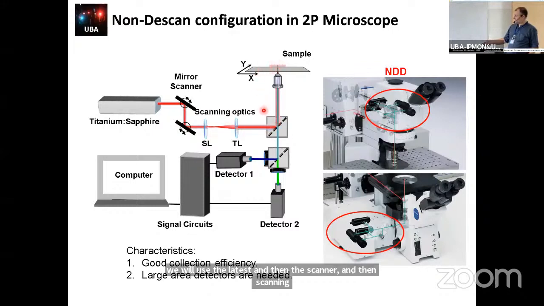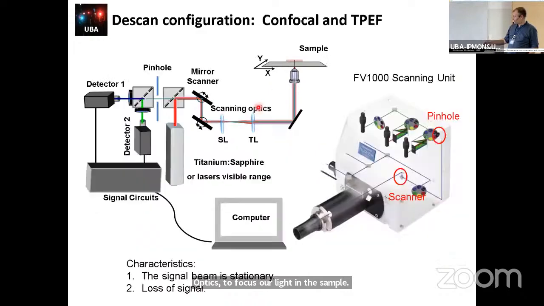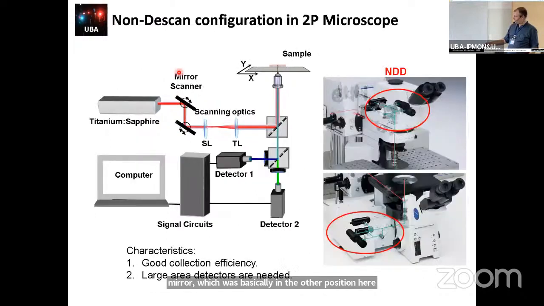the sample. But this dichromatic mirror, which was basically in the other position here, you see, after the scanner, we can set this dichromatic mirror between basically the scanner and the objective of the scanner and the scanner optics, but not after. And the reason for why is because we don't need a pinhole, right? So it's already confocal. It's coming from this little volume.